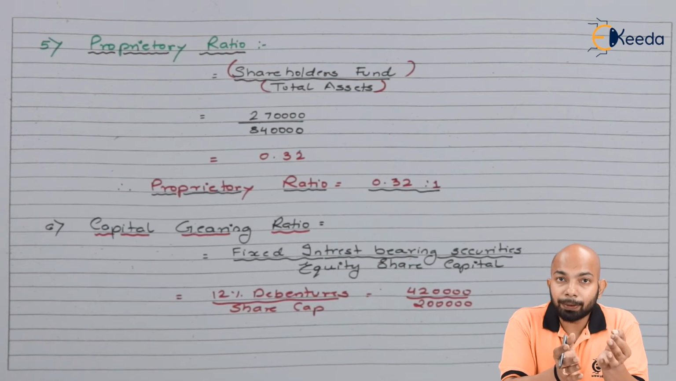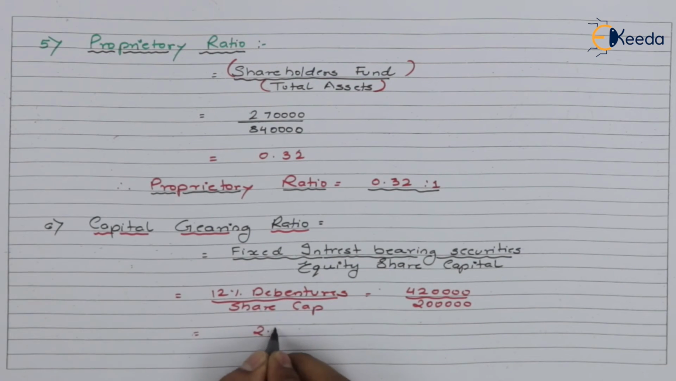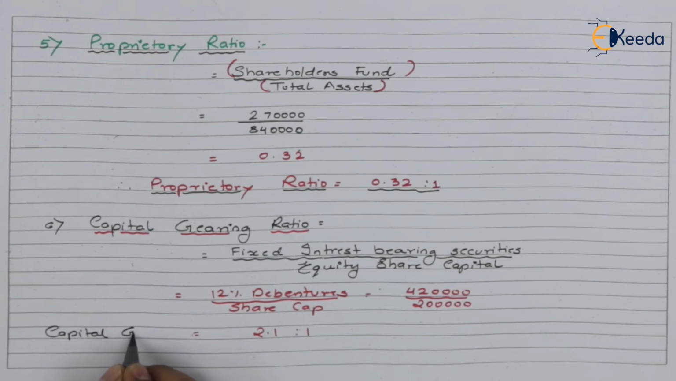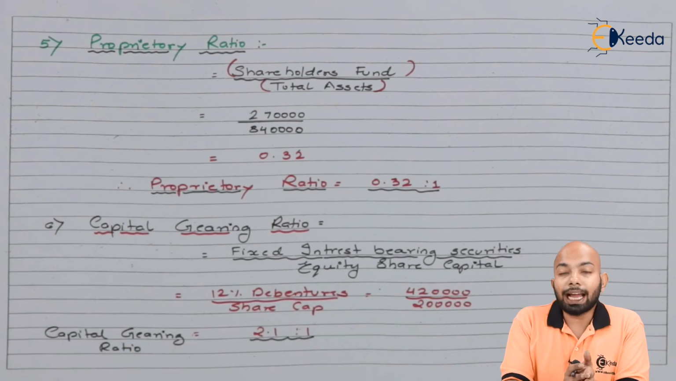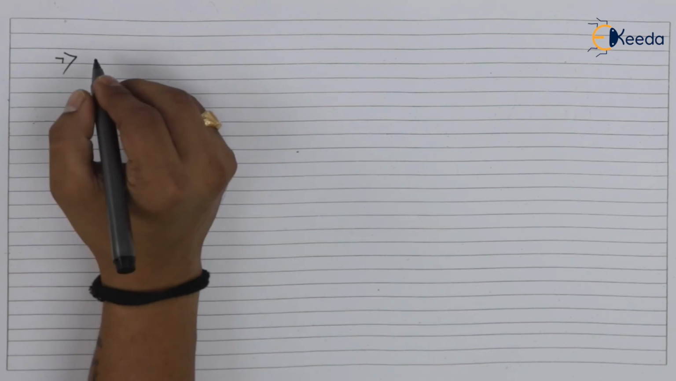In this question, we have 12% debentures and the share capital itself. That is 4,20,000 divided by 2 lakh. So the capital gearing ratio here is 2.1 is to 1. That is the capital gearing ratio. Now let's go on to the last ratio that we have to figure out.